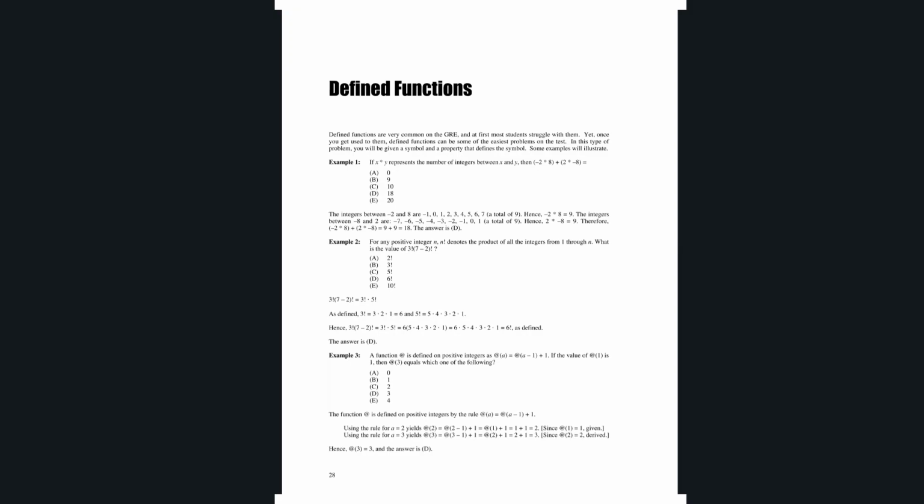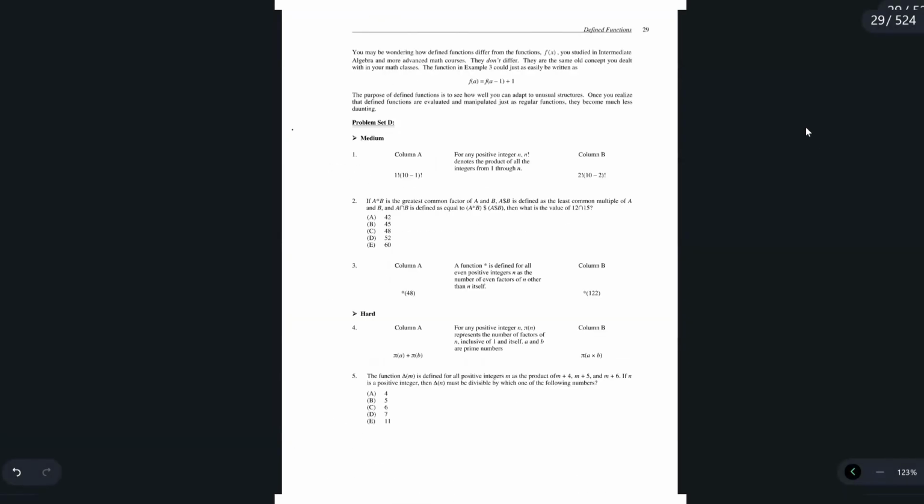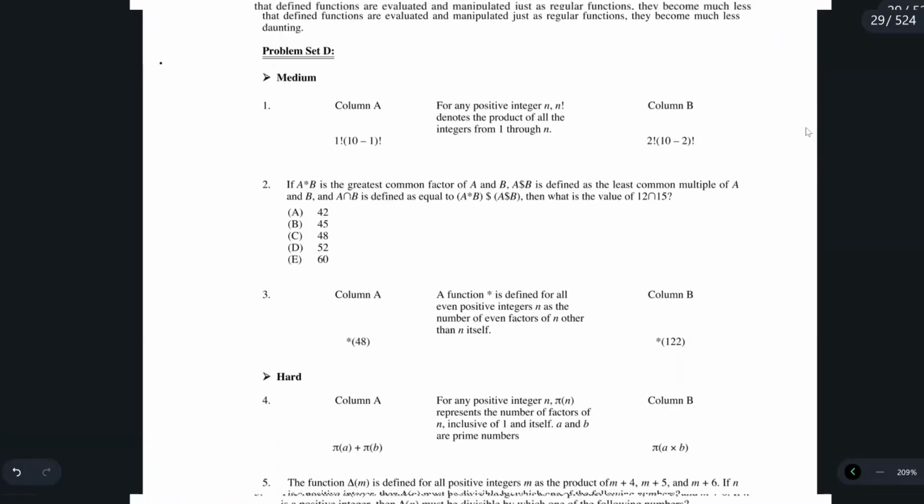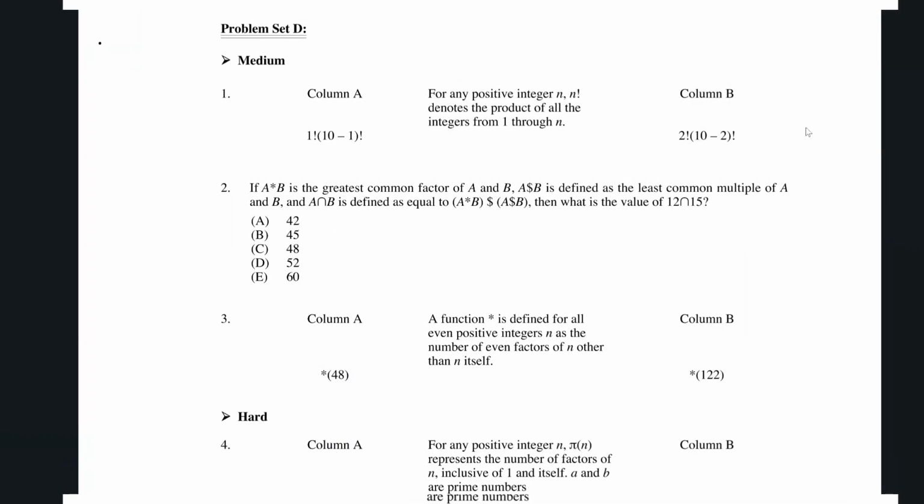So let's start with the first math from this chapter, and here we have math 1 from problem set B, which is of category medium. So number 1 math here says that for any positive integer n, factorial denotes the product of all the integers from 1 through n. Now we have to compare whether column A has a larger value or column B. So let's try to simplify the columns first.